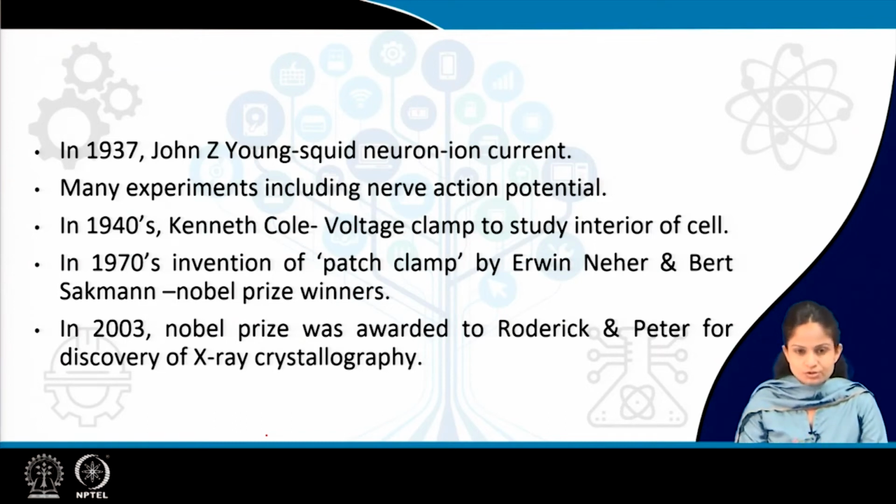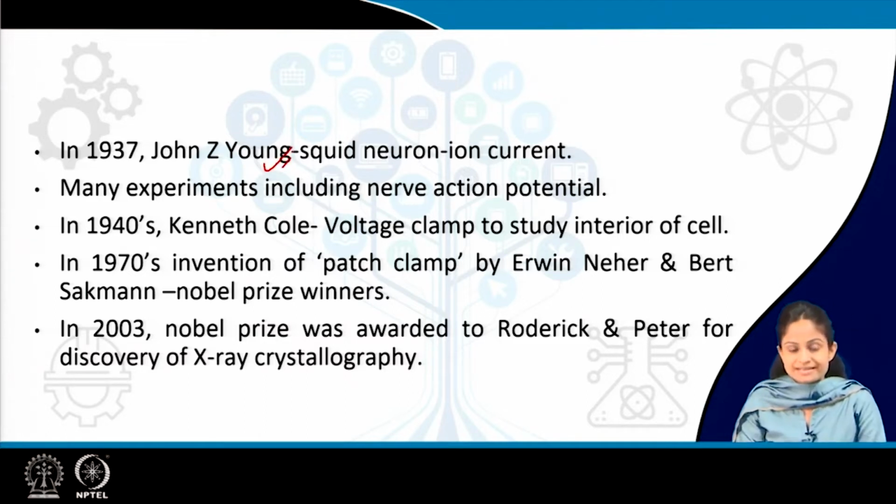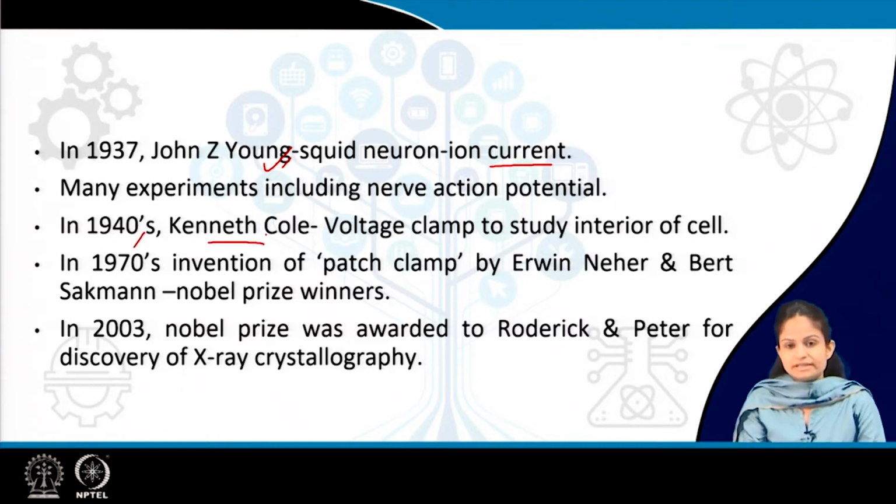Now, before moving on to the structure of the voltage gated channels, a little bit about the history. In 1937, John Z. Young discovered ion currents and the membrane potentials, specifically the nerve action potential in the giant axon of the squid. Then in the 1940s, Kenneth Cole discovered the voltage clamp mechanism to study the interior of the cell, where the interior is electronegative and the exterior is electropositive.